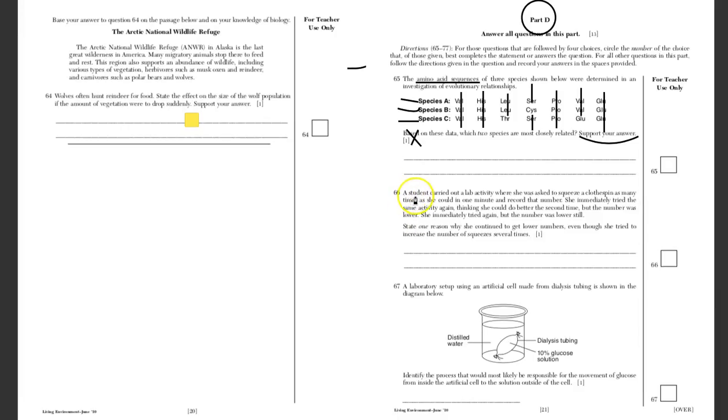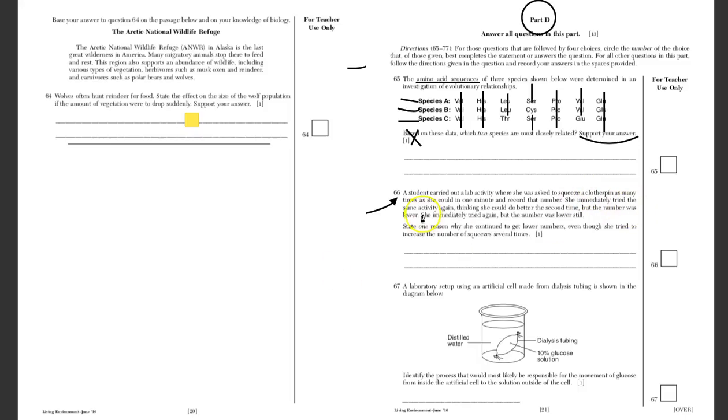Okay, next. Number 66. A student carried out a lab activity where she was asked to squeeze a clothespin as many times as she could in 1 minute and record the number. Remember, this is when your teacher gave you a clothespin and you had to squeeze it for a minute and your hand cramped up. This was particularly talking about muscle fatigue, the muscular system, the respiratory system, the circulatory system. You're breathing in oxygen and all this oxygen is being rushed to your muscle cells that are in need of oxygen for ATP production.